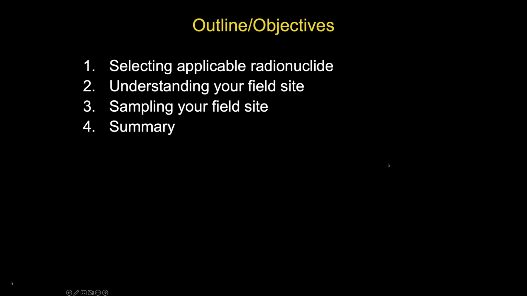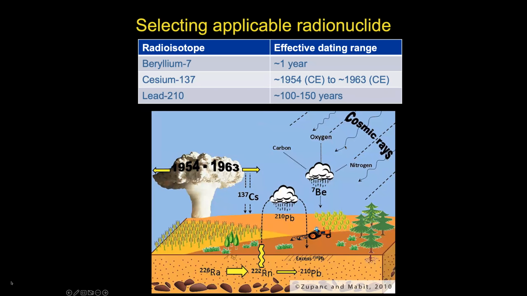So the outline and objectives for this talk include selecting the applicable radionuclides, understanding your field site as it relates to radionuclide application, sampling your field site, and then a summary of everything that we've talked about. So the first step in selecting an applicable radionuclide is understanding the effective dating range. I'm going to focus on three radioisotopes today: beryllium-7, cesium-137, and lead-210.